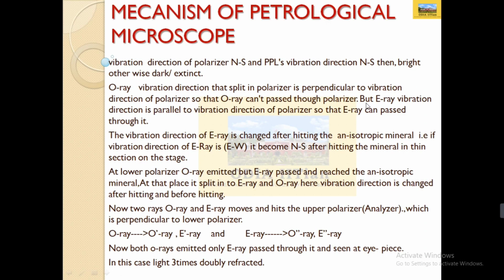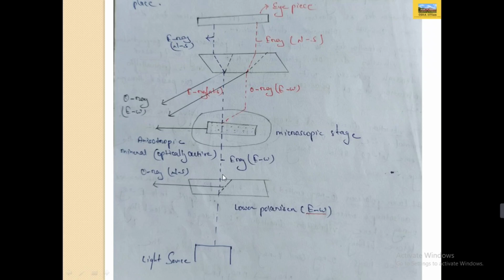Now, the E ray vibration direction is parallel to the vibration direction of the polarizer, so the E ray can pass through it. Now, the vibration direction of the E ray is changed after hitting an anisotropic mineral, that is, the vibration direction of the E ray which was east-west becomes north-south after hitting the mineral in the thin section. यहाँ पे बोला गया है जब लोअर पोलराइजर को पास करके ई रे जाएगा, क्योंकि दोनों का वाइब्रेशन डायरेक्शन सेम है, ई रे का जो वाइब्रेशन डायरेक्शन है आफ्टर हिटिंग अनआइसोट्रोपिक मिनरल चेंज हो जाएगा.